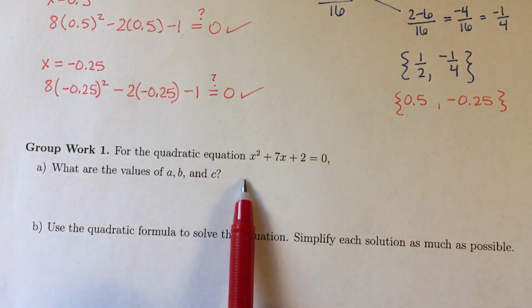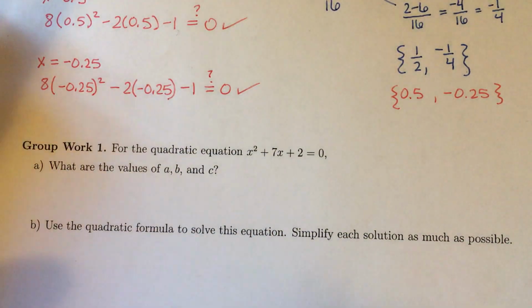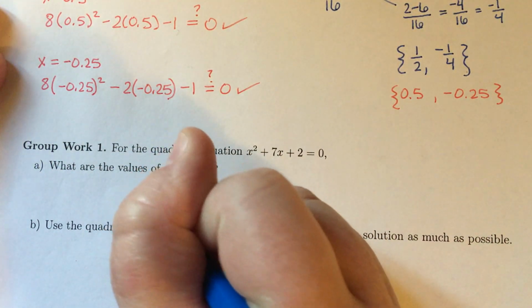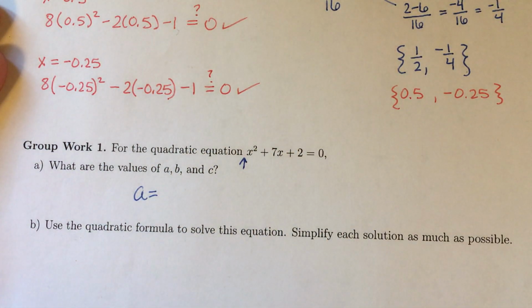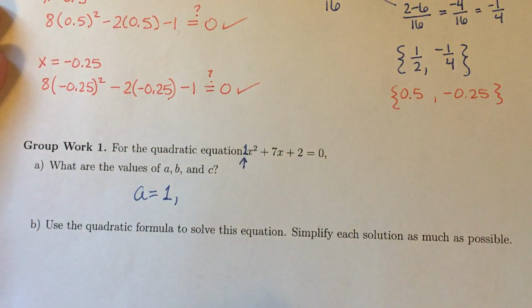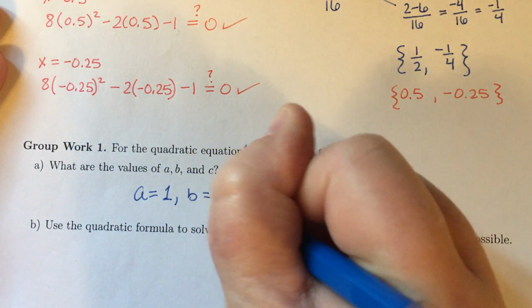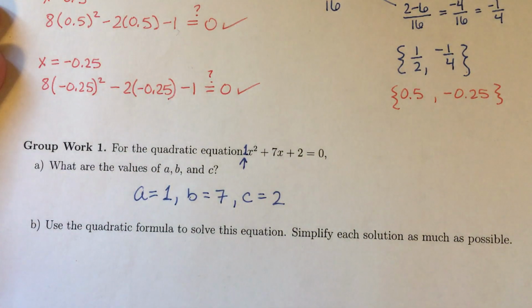Let's do it again. X squared plus 7x plus 2. First, identify a, b, and c. Now in this case, there is no visible coefficient on the x squared, but that just means it's being multiplied by 1. So a is 1. B is 7, the coefficient on x, and the constant term is plus 2.